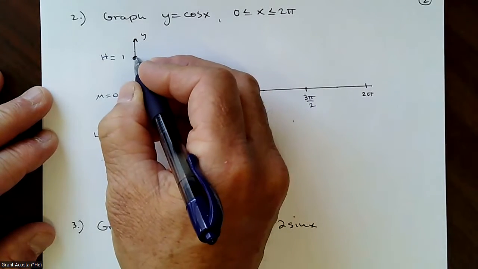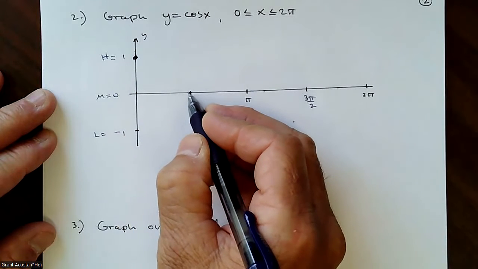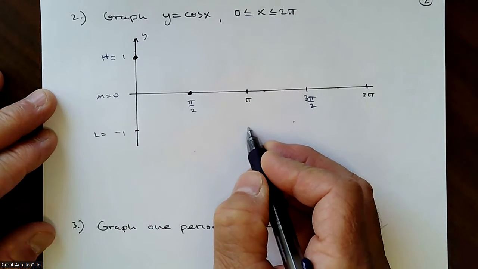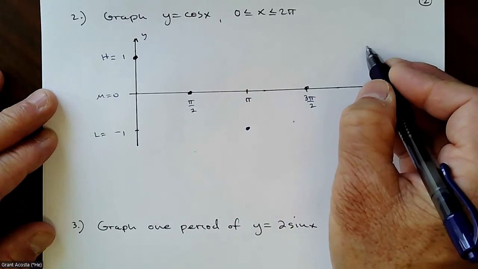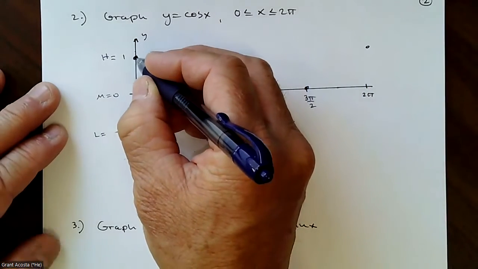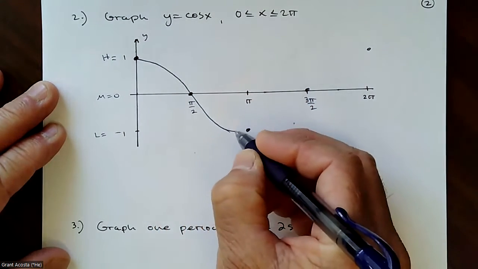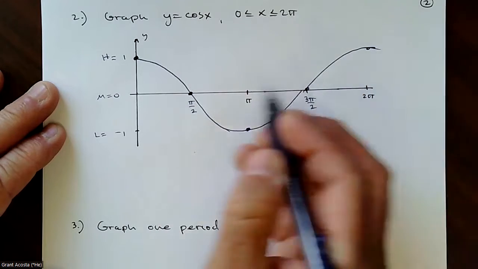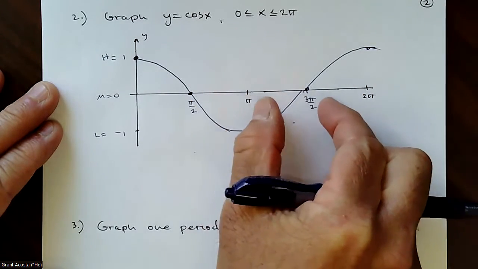And then once you're at the high, it's very much like sine. The next place the graph's going to go is to the middle at pi over 2, and then to the low at pi, back to the middle, back to high. So the graph of cosine looks like this. So there's 4 sections, right, for a cosine or a sine graph.